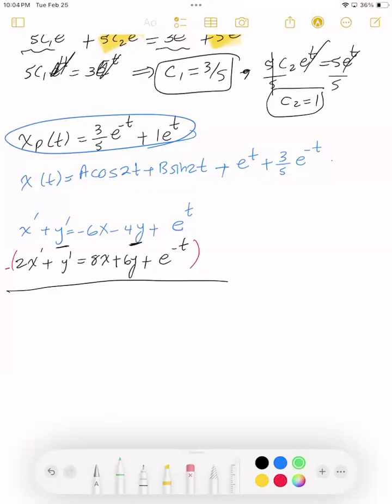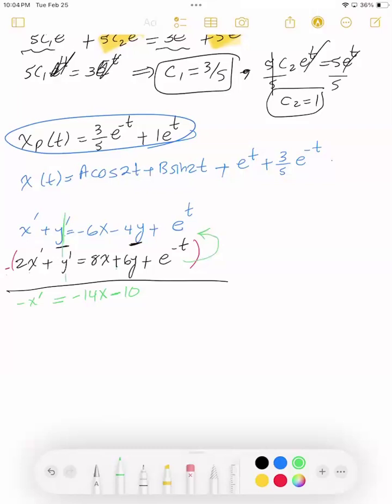So I have x prime minus 2x prime. That gives me negative x prime. I have y prime minus y prime. I get 0. They're gone. Then I have minus 6x minus 8x. That gives me minus 14x. Minus 4y minus 6y becomes negative 10y. As I said, I'm subtracting this equation from the other. So this way, the y primes get eliminated.